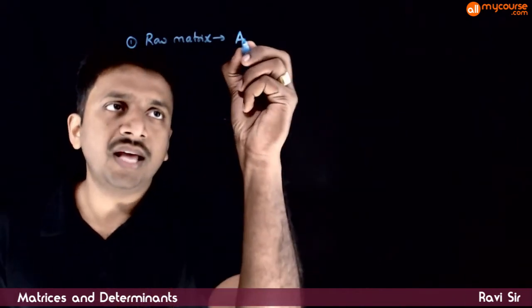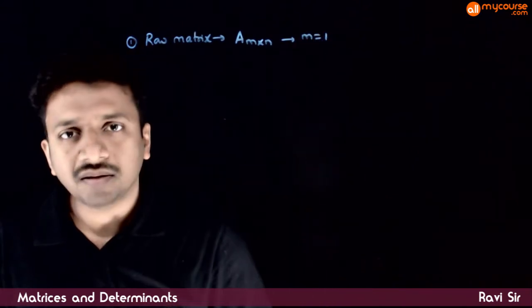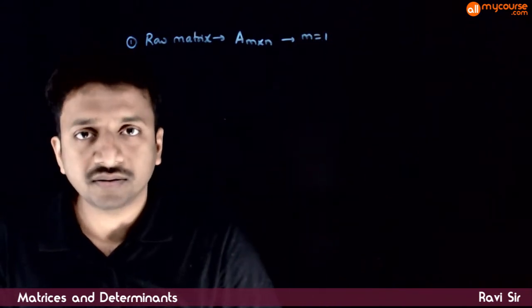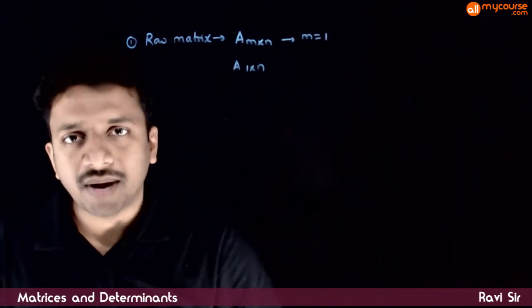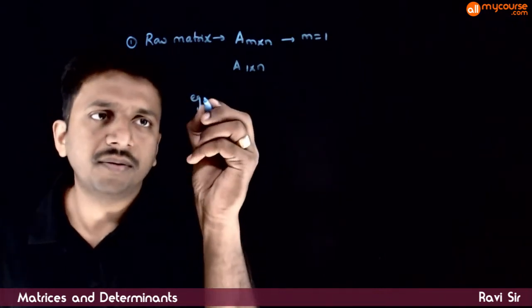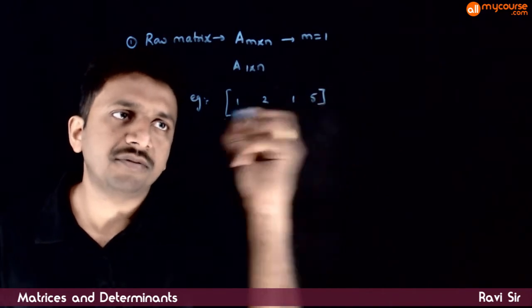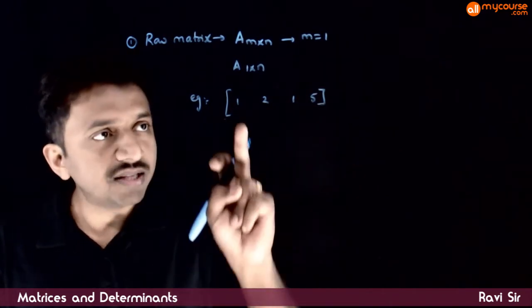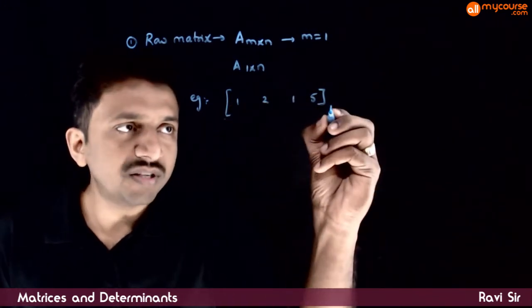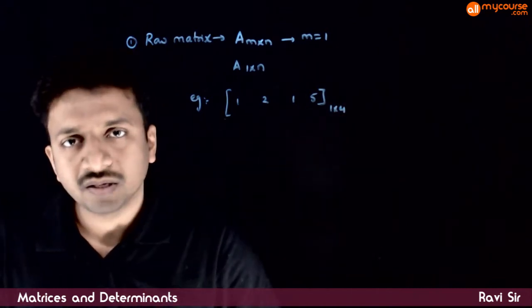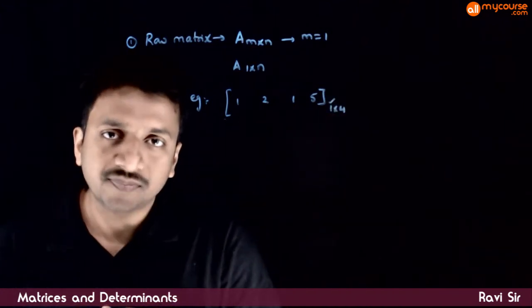If a matrix A is an m by n matrix, m equal to 1 makes it a row matrix. It is a matrix which looks like a 1 by n matrix. For example, 1, 2, 1, 5. This is a row matrix. As you can very clearly see, this looks like a row. So the order of this is 1 by 4. Any matrix which has only one row is called a row matrix.